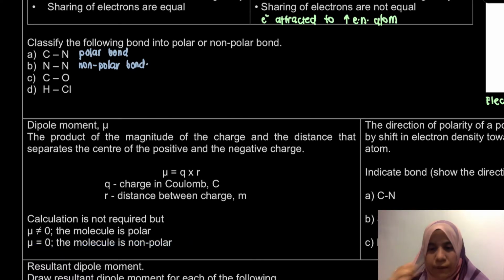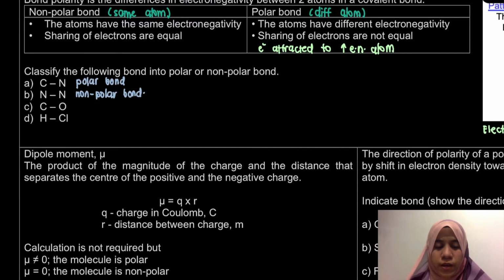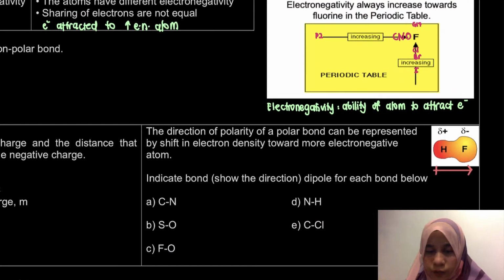What is polar and non-polar here? Earlier we only knew polar bond and non-polar bond. Right now we are going to talk about the arrow, the direction of polarity of a polar bond. That is why, before you know the dipole moment, you need to know whether it is polar or non-polar.